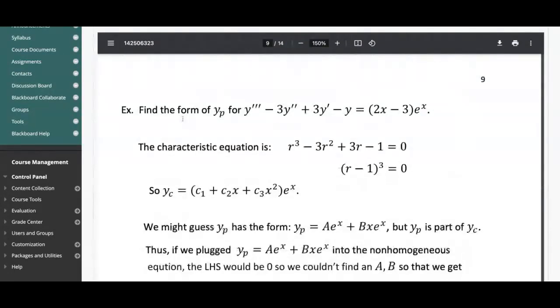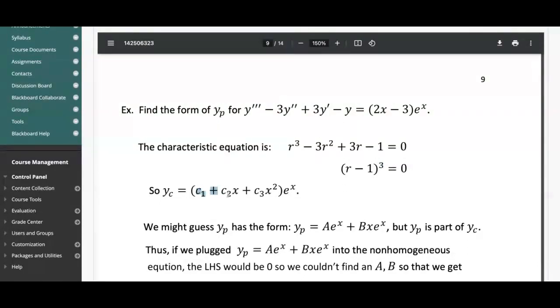All right, let's see this example. We want to find the form of y, a particular solution, for this non-homogeneous differential equation. First, we treat f of x to be 0, so we form a characteristic equation, and that is (r minus 1) cubed equals 0. So r equals 1, and the multiplicity is 3.